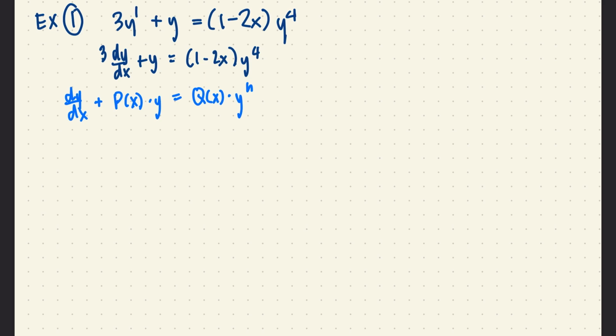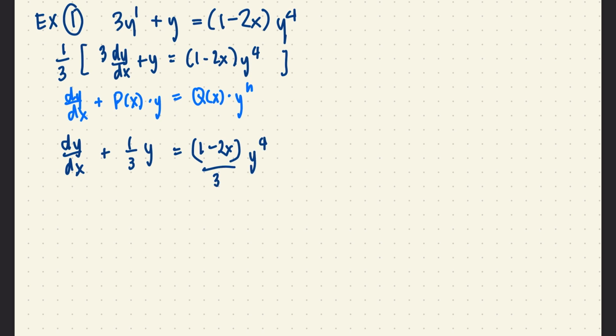we can divide both sides by 3 to free up the dy. So this will just become dy over dx, then you'll have 1/3 y is equal to 1 minus 2x over 3 times y raised to 4. Notice I'm preserving y raised to 4 because that will be the y raised to n.